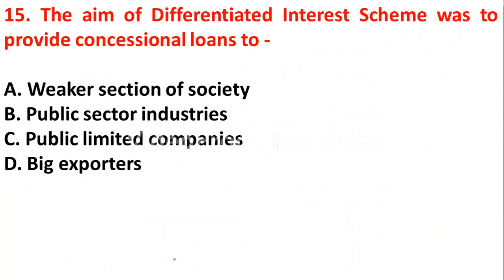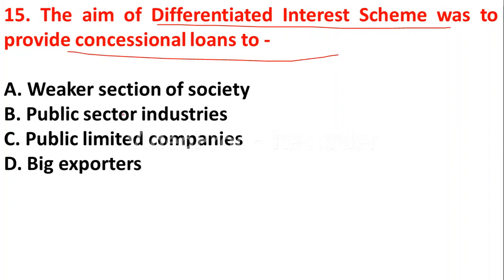Question number 15. The aim of the differentiated interest scheme was to provide concessional loans to option A, weaker section of society, option B, public sector industries, option C, public limited companies, option D, big exporters. So the aim of the differentiated interest scheme was for the weaker section of society. So option A is correct here.